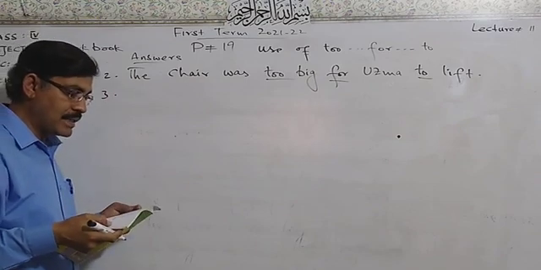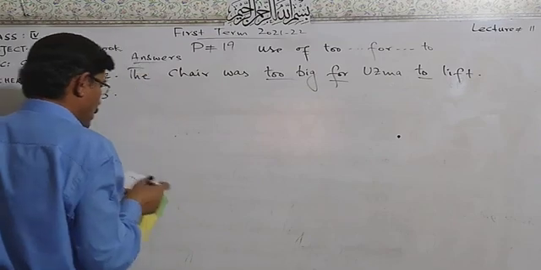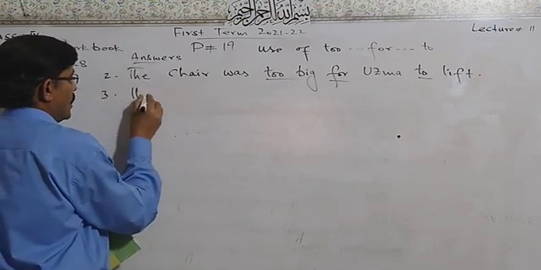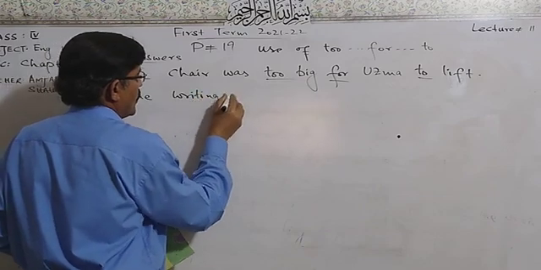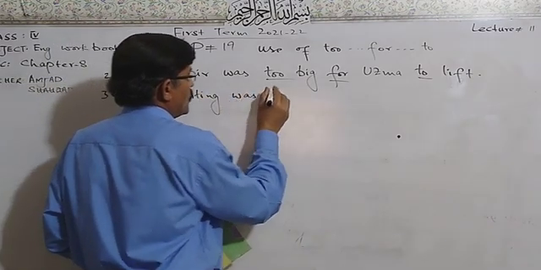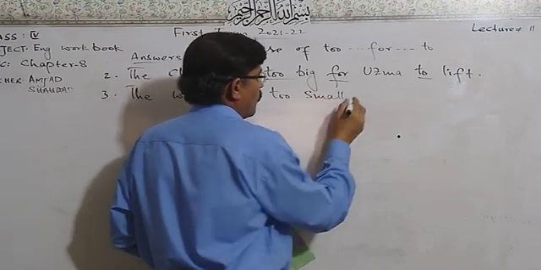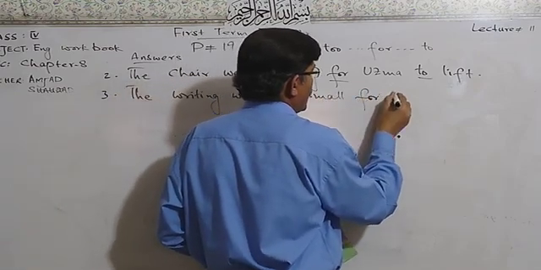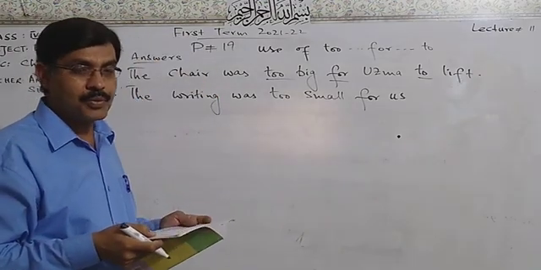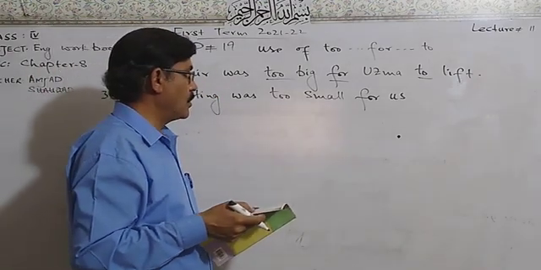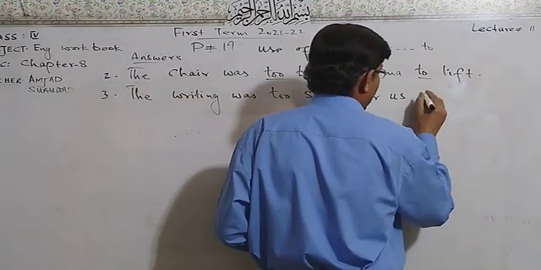The writing was too small, we could not read it. The writing was too small for us. Look at this one, us. We could not read it. Too small for us to read.